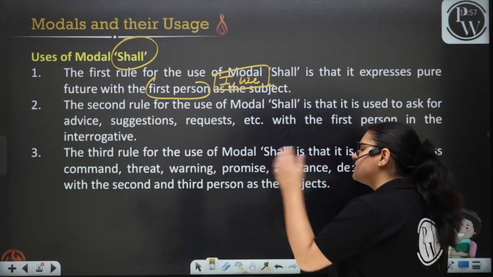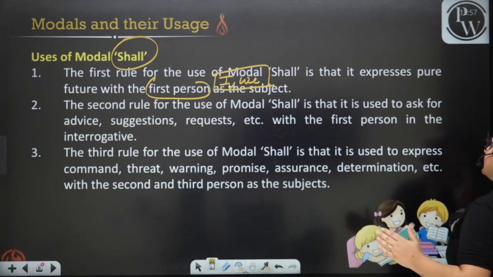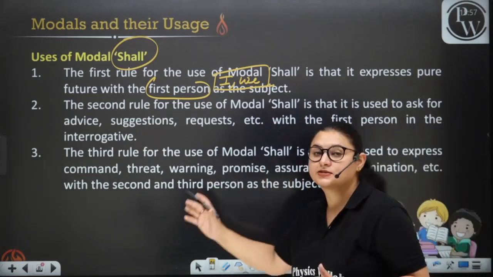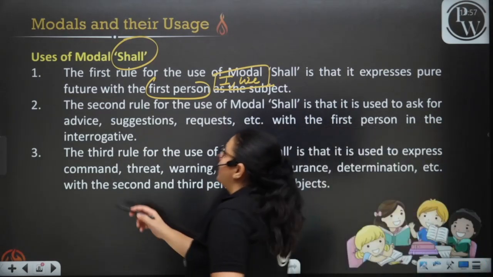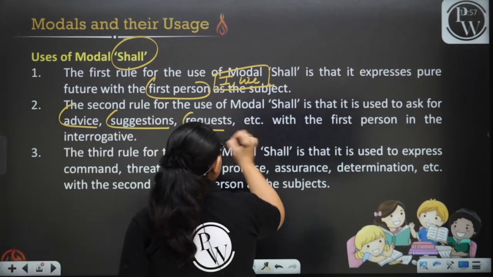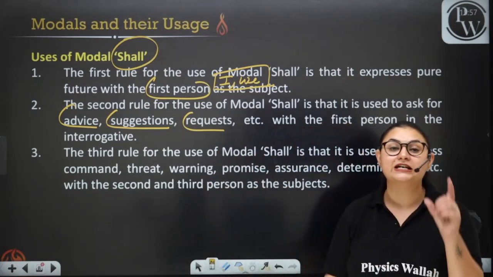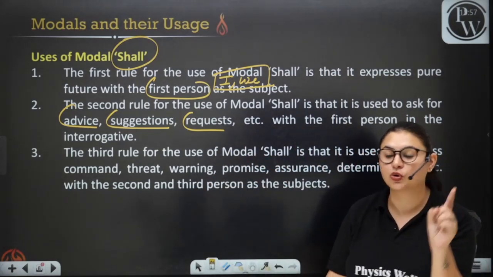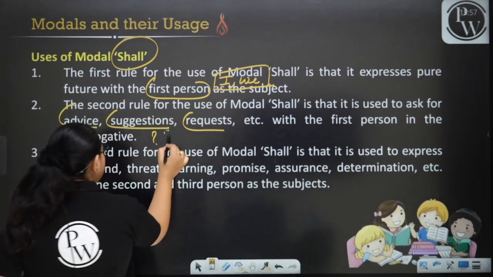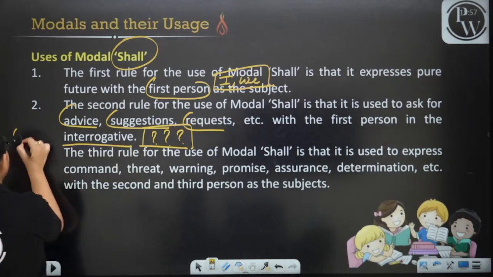The second rule for the use of modal shall is that it is used to ask for advice. When we are advising, giving suggestions, requests with the first person in the interrogative. Whenever there are questions being asked, interrogative means questions.